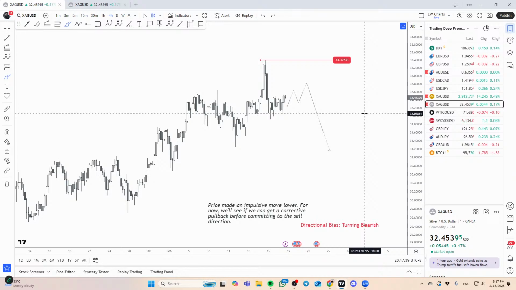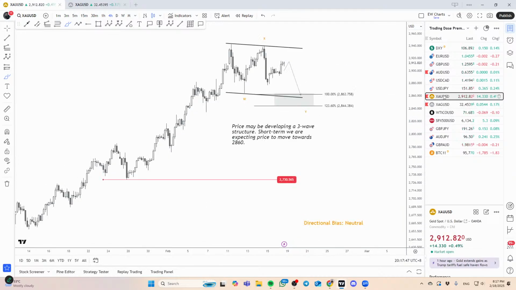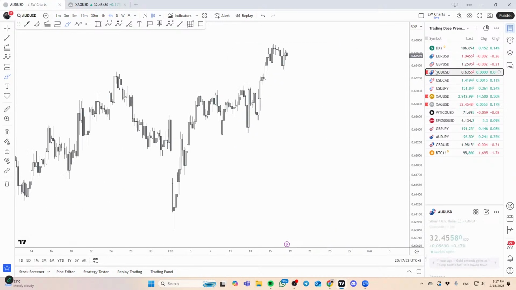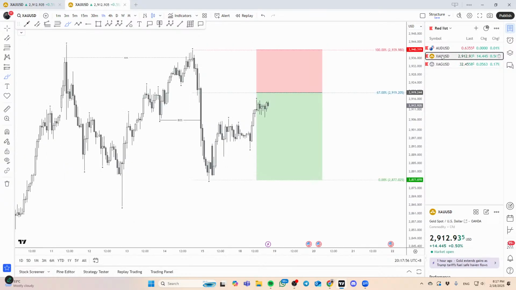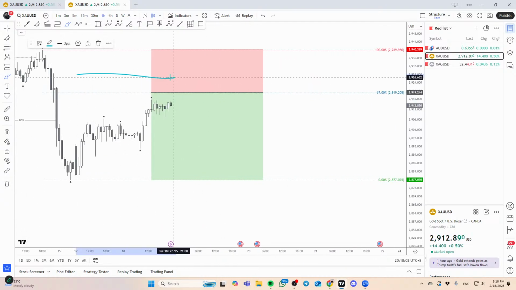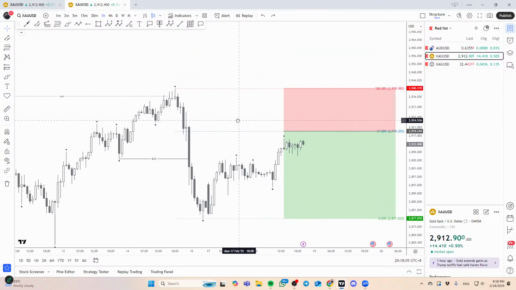Okay, so that's on gold and silver. How do we find an order block? I'll use gold as an example to highlight that it's not something very, very complicated.